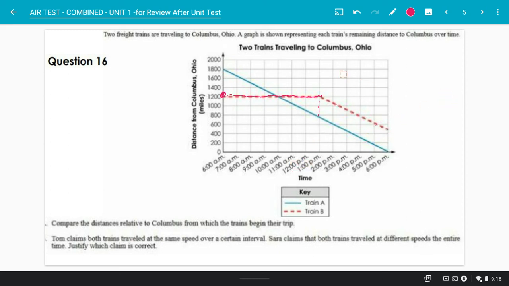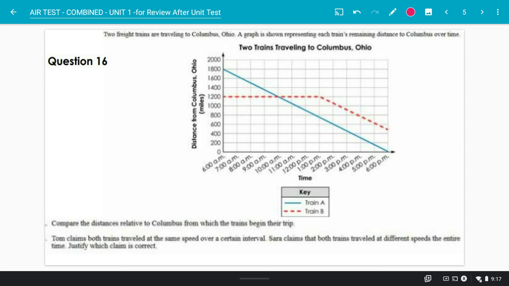Now, look, I hadn't even looked at the question. We're just looking at the graph and making some observations. Let's make one more observation. When this one's moving and when that one's moving, same speed. Same speed. You see it? Why are they the same speed? They have the exact same rate of change or speed.